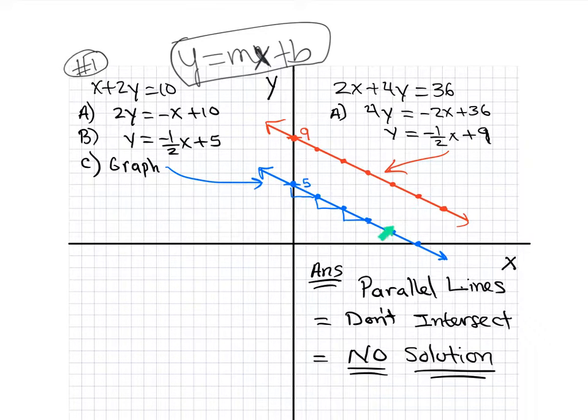Now I can see that these two lines are parallel. They will never intersect. And so my answer is that we have parallel lines, they don't intersect, so ultimately there is no solution to this problem because they do not intersect.